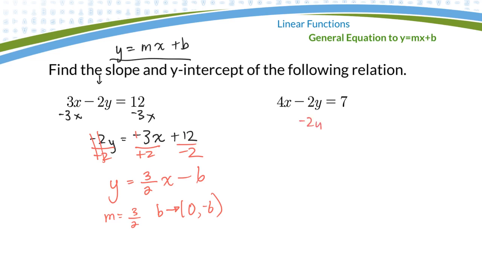Okay, I would write it as minus 2y equals minus 4x plus 7. Dividing everything by a minus 2, I'm going to get 2x minus 7 over 2. So my slope is 2, and my y-intercept is negative 7 halves, where the point is 0, negative 7 halves.